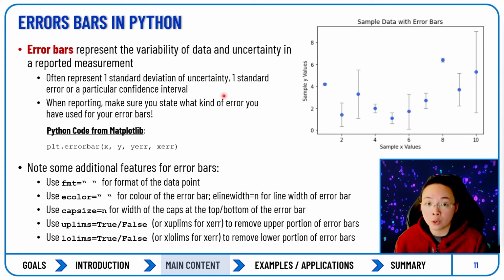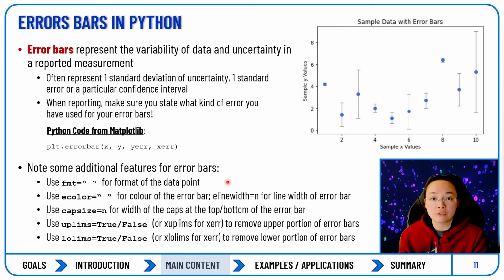So with Python code, very simple. From matplotlib, you can use plt.errorbar, and it gives you your x data point, your y data point to create these blue dots, and then your y error and x error. Over here in this sample graph, I only have y error, but if I did have error in the x measurement, then I'd have a horizontal bar as well.